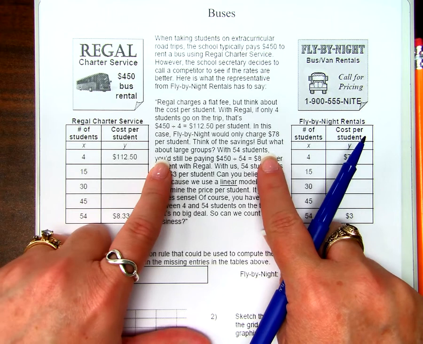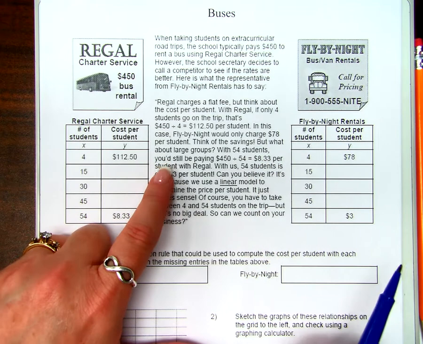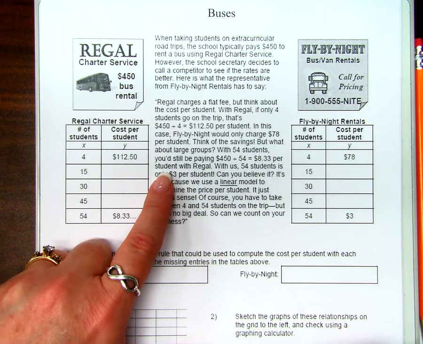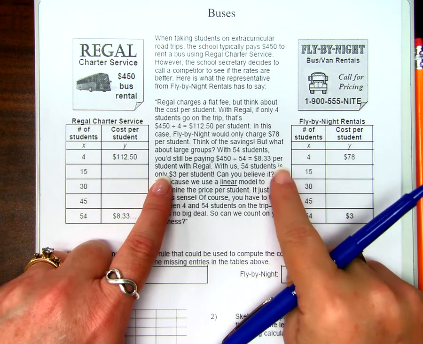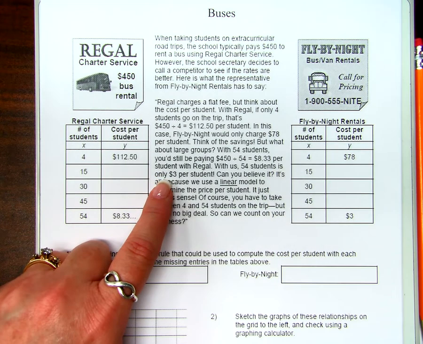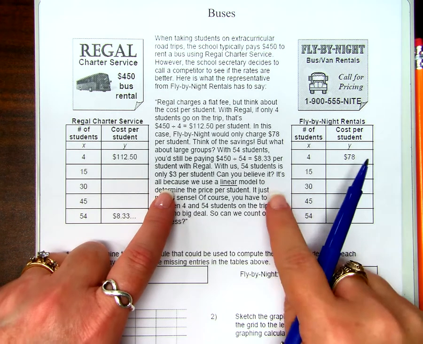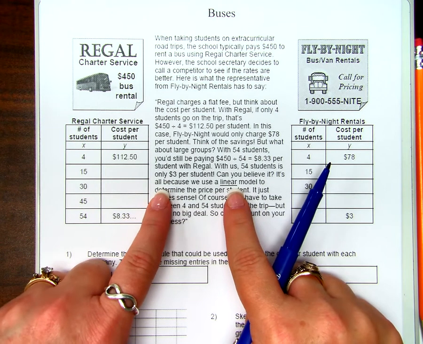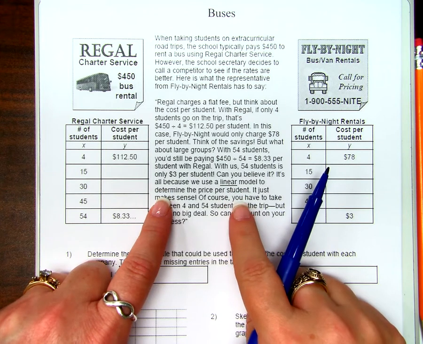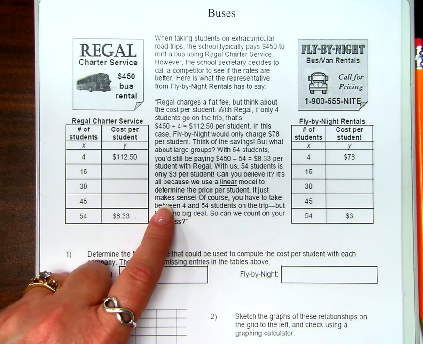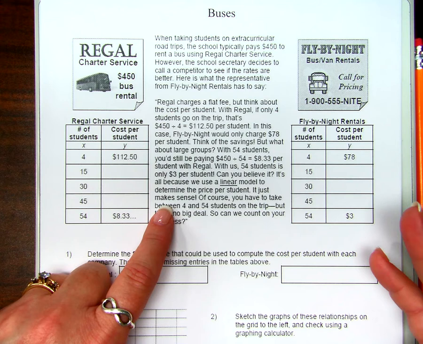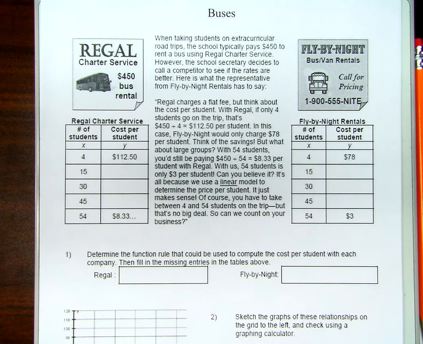But what about large groups? With 54 students, you'd still be paying $450 divided by 54, which is $8.33 per student with Regal. But with us, 54 students is only $3 per student. Can you believe it? It's all because we use a linear model to determine the price per student. It just makes sense. Of course, you have to take between 4 and 54 students on the trip, but that's no big deal. So can we count on your business?